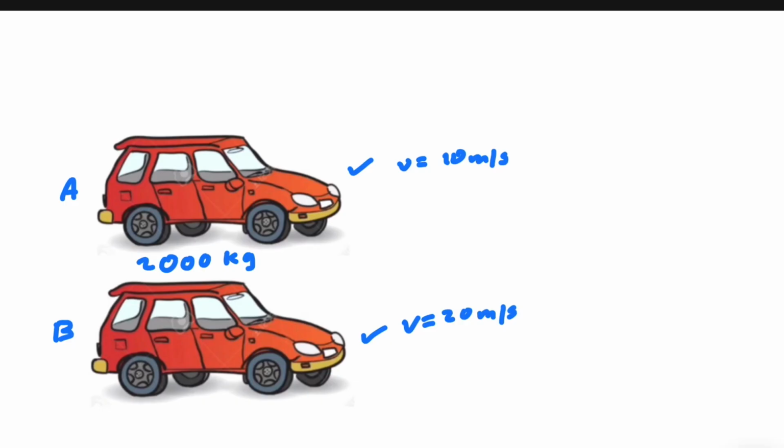They have the same mass. They differ in velocity. Car A has a velocity of 10 meters per second, while car B has a velocity of 20 meters per second. Which car would it be easier to stop between the two? Obviously, it is going to be car A because it has a speed of 10 meters per second. It has less speed compared to car B, right? So it would be easier to stop.